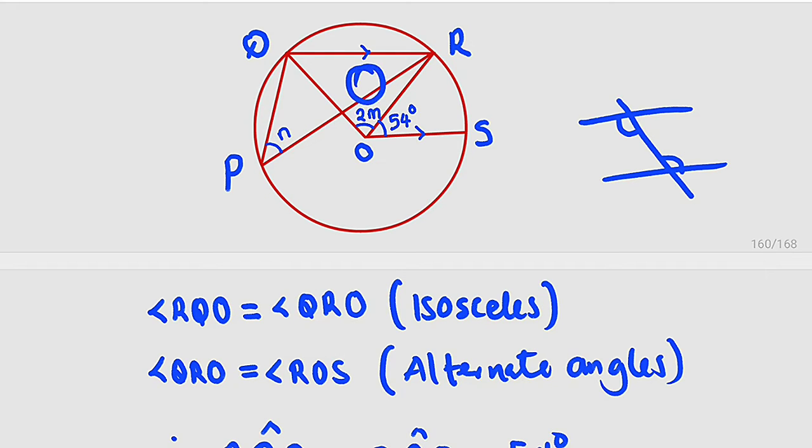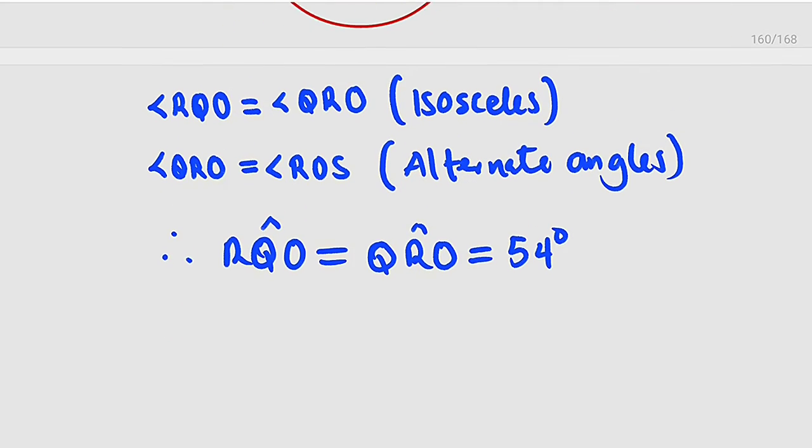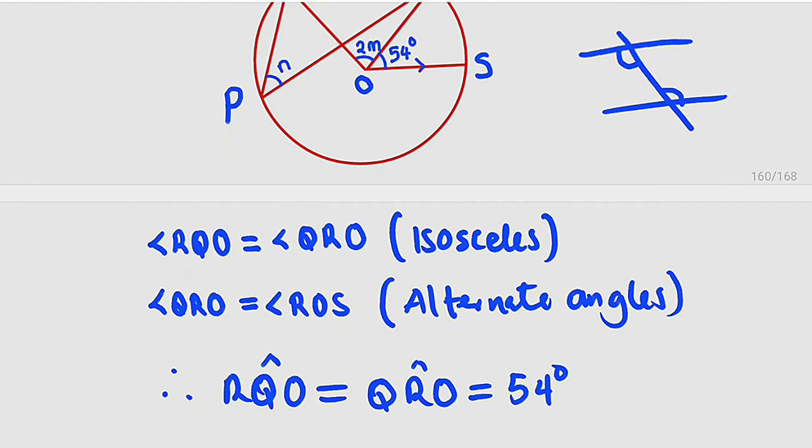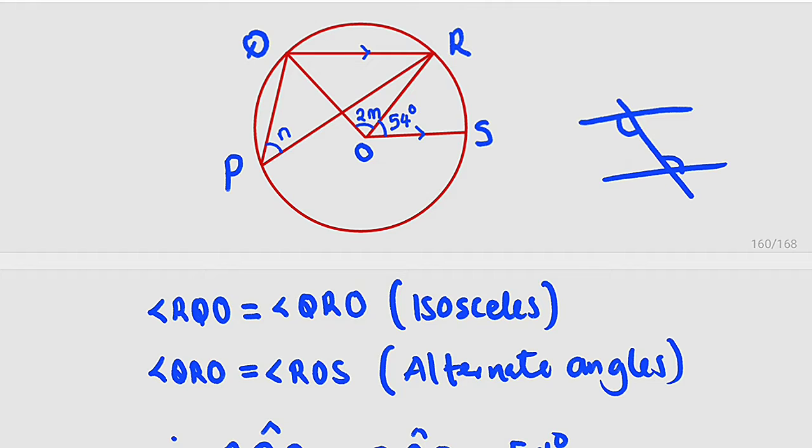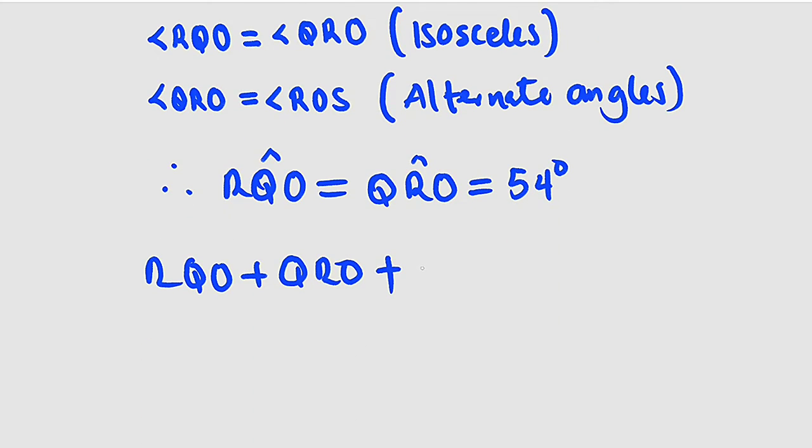The sum of all the angles in a triangle equals what? 180 degrees. So now let us add all of the angles together. The base angles are 54, 54, the two of them. So RQO plus QRO plus the other one, which is 2M, is QOR. All of these angles together must be equal to 180 degrees.